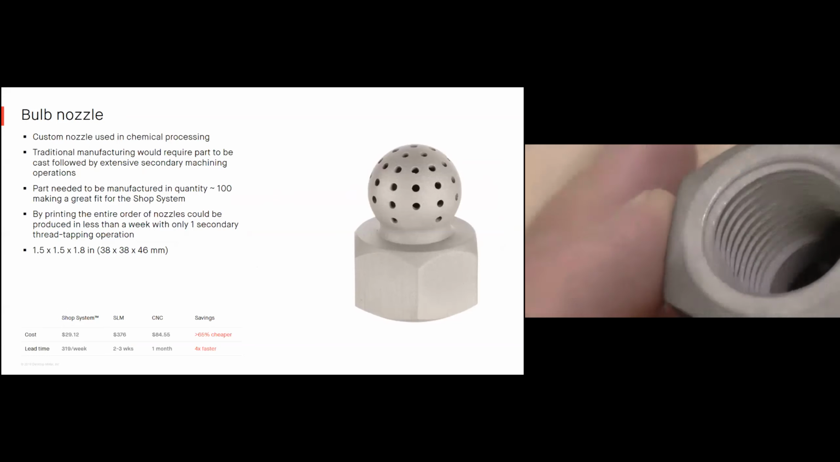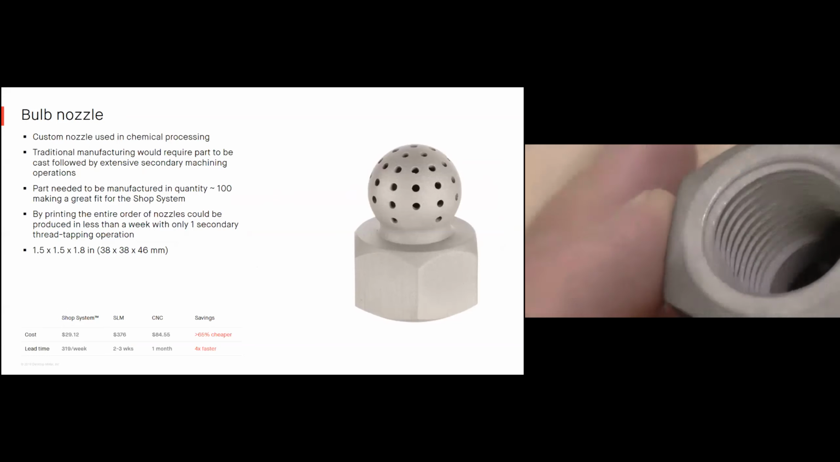After printing, the only operation that was required was a secondary tapping of this thread. The thread is printed in, but just to tap it again, just to ensure it's going to be a tight fit, just to kind of clean up and chase those threads. But I don't know if you've ever tapped steel before. It's not a fun thing to do. So by printing it in, it makes it much easier to clean up those threads rather than tapping it out of a raw material.